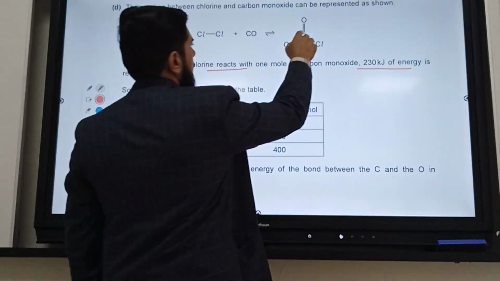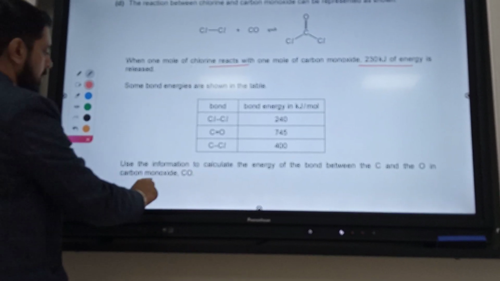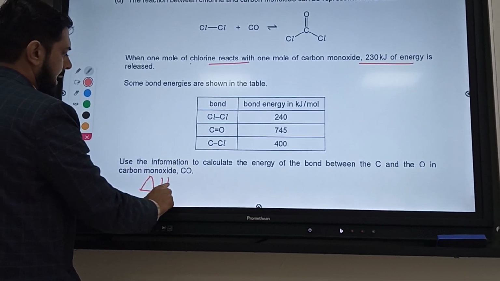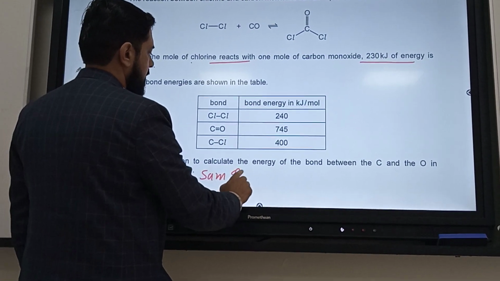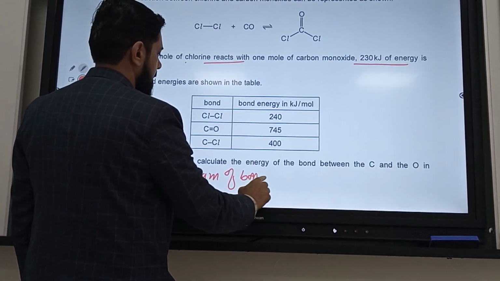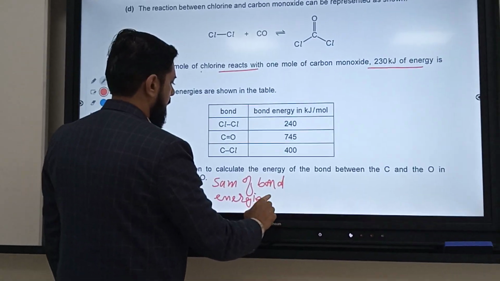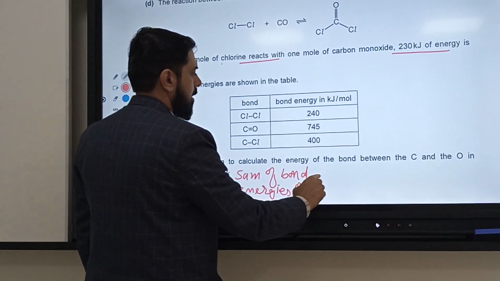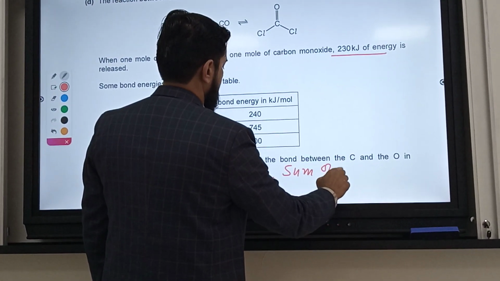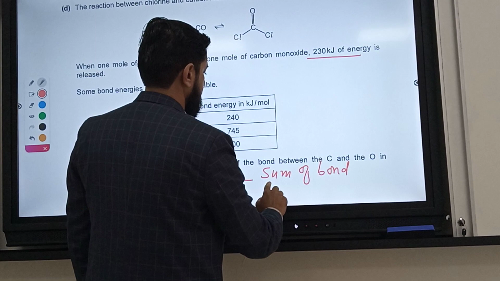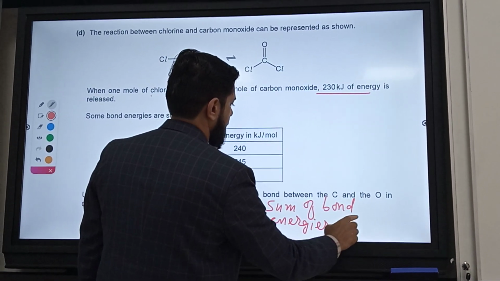So we can say the energy, and we know the formula. I'm going to write over here. Delta H, enthalpy change, is equal to the sum of bond energies of reactants minus the sum of bond energies of products.